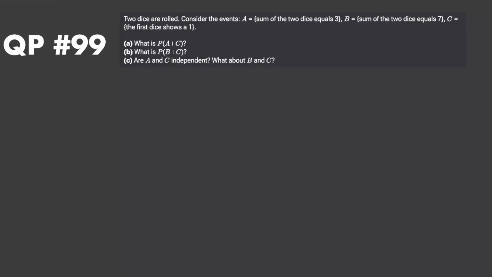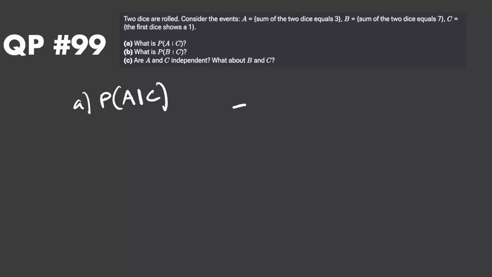Hello everyone, today let's take a look at Quantipus number 99, a question about independence where two dice are rolled, and then we have the following three events, A, B, and C, and it's asking us a bunch of questions about them. So in part A, what's the probability that the sum of the two dice equals 3? That's event A, given that the first dice shows a 1, that's event C.